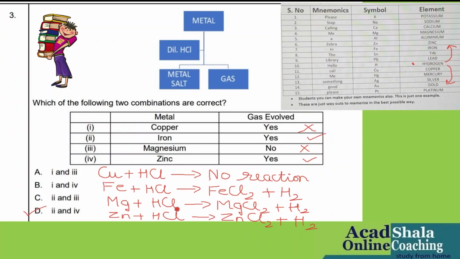Last is zinc. Zinc plus HCl gives you zinc chloride plus H2. Where is zinc? Zinc is above hydrogen according to the reactivity series chart. So it is most reactive. So according to my information, hydrogen gas will be evolved. But according to their information, let me check. They are also saying that the gas will be evolved. Okay, I will put a tick mark. Now, according to my information and their information, only the second and the fourth options are correct.